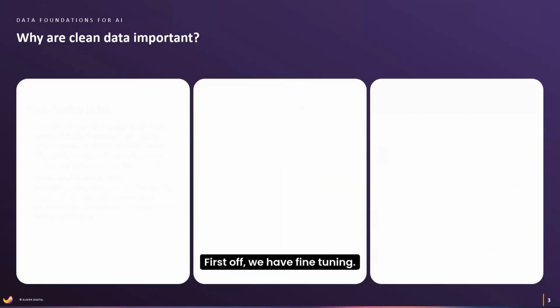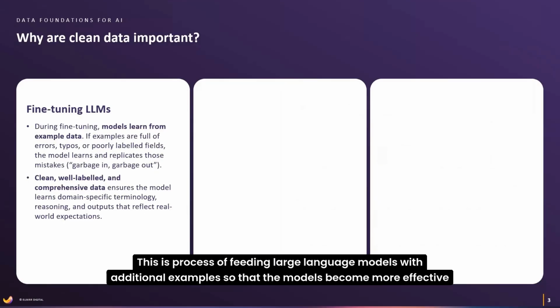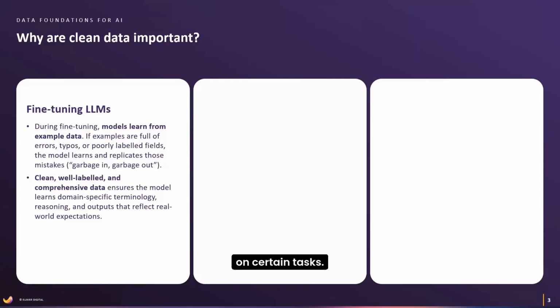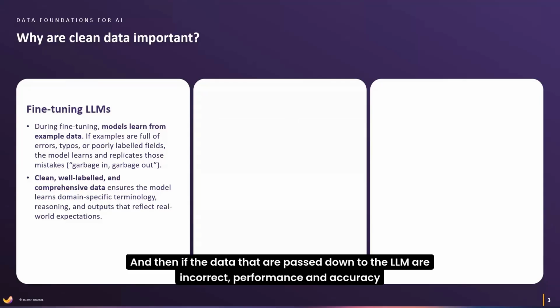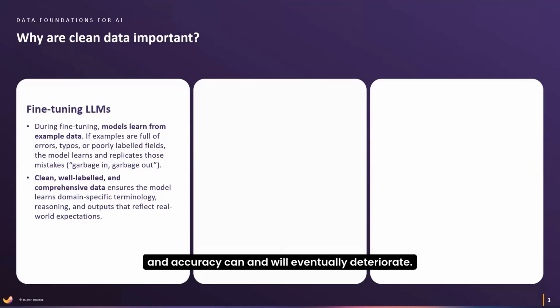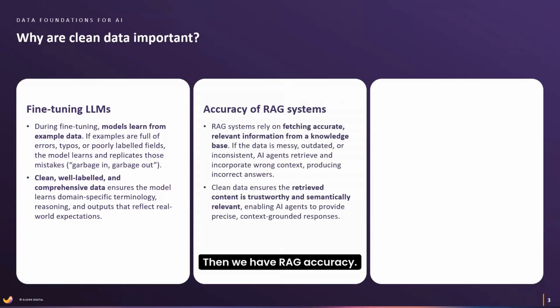First off, we have fine-tuning. This is a process of feeding large language models with additional examples, so that the models become more effective on certain tasks. And if the data that is passed down to the LLM is incorrect, performance and accuracy can and will eventually deteriorate.